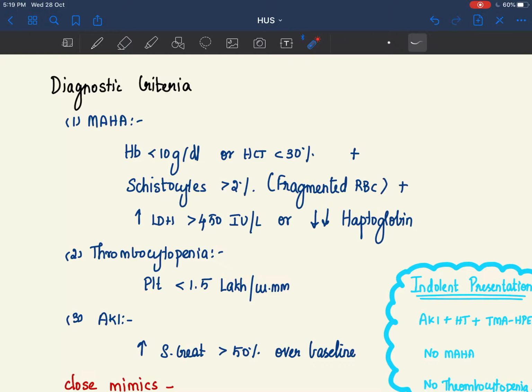Next is hemolytic. So how do you know it is hemolysis which is causing this anemia? You can look for fragmented RBCs. Fragmented RBCs are called schistocytes, and if the percentage is more than 2%, that is evidence. Another indirect evidence of hemolysis will be your elevated lactate dehydrogenase of more than 450 international units per liter or a decrease in haptoglobin.